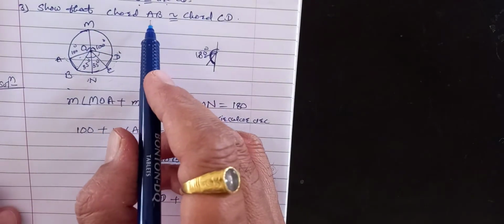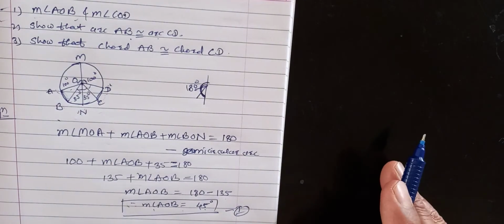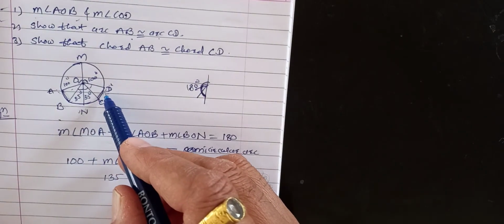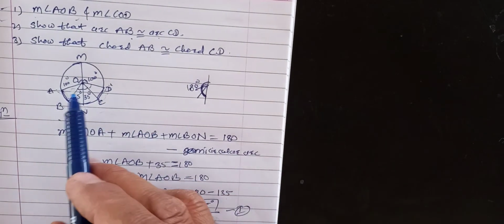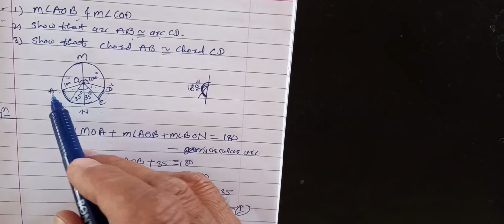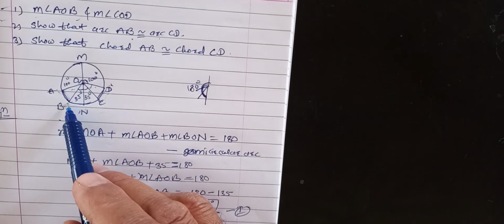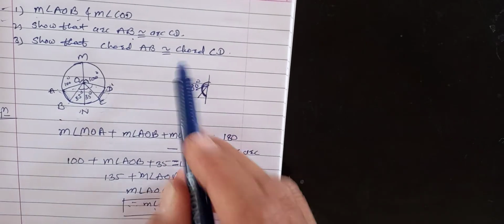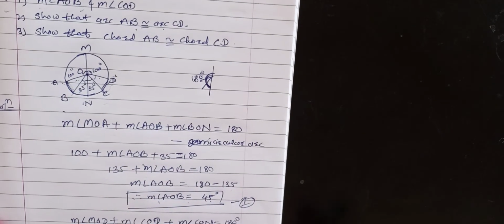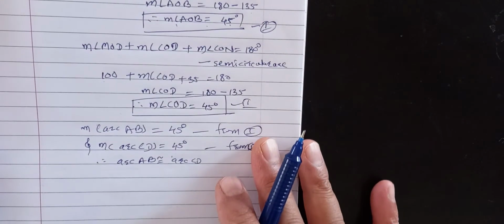Like this, you have to show chord AB and chord CD are congruent. How to show these chords are congruent? You have already studied one activity: if these angles are congruent, then these chords are congruent. Only here you have to write angle AOB is 45, COD is 45, and directly, therefore, chord AB is congruent to chord CD. This third proof you have to write. Then solve this, write it in your notebook and send it.